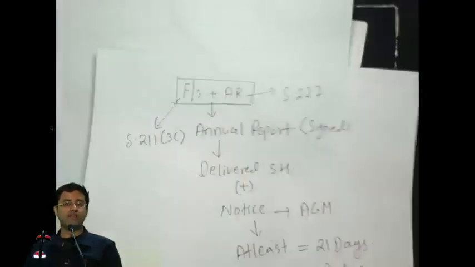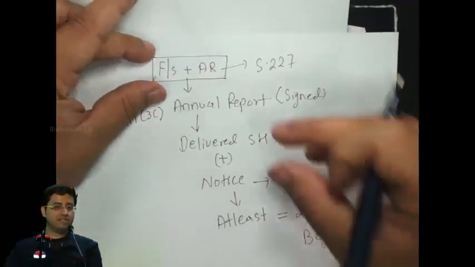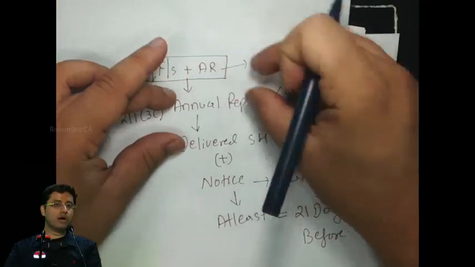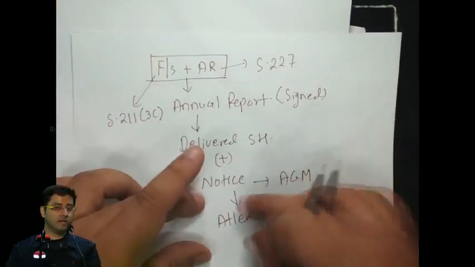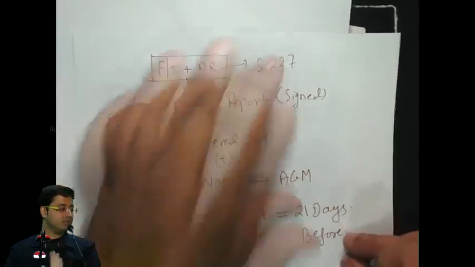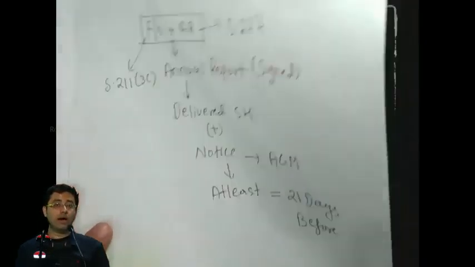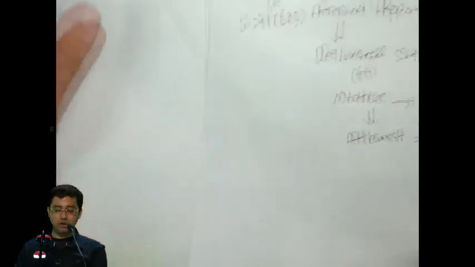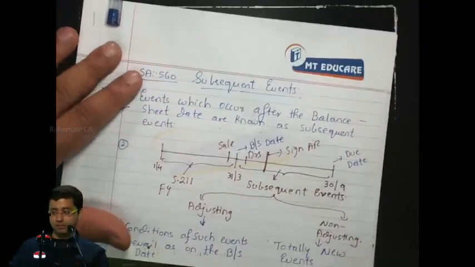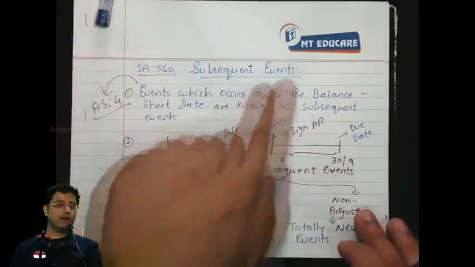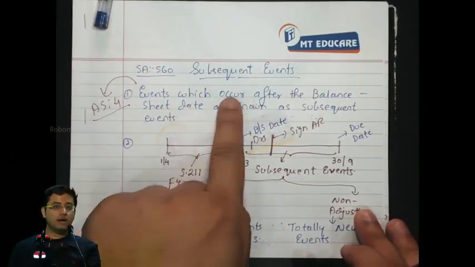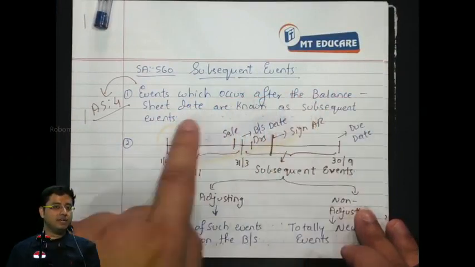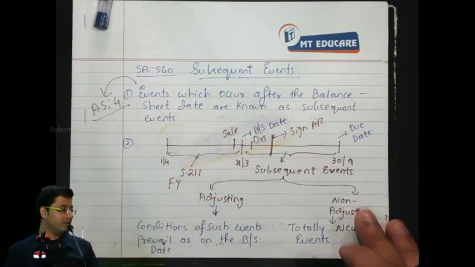Then afterwards what is happening? The financial statement and auditor's report are put in the annual report, which is delivered to the shareholder along with the notice of AGM. Notice is given at least 21 days before the AGM. Have you understood? Now I am talking about something called as what? Subsequent events. Come back to this point. Subsequent events. What are subsequent events? Events which occur after the balance sheet date are known as subsequent events.